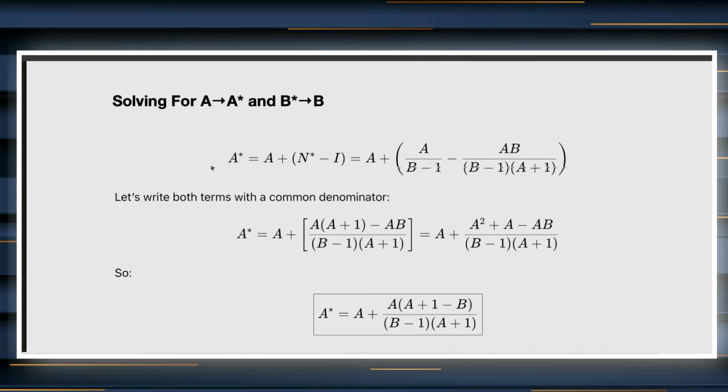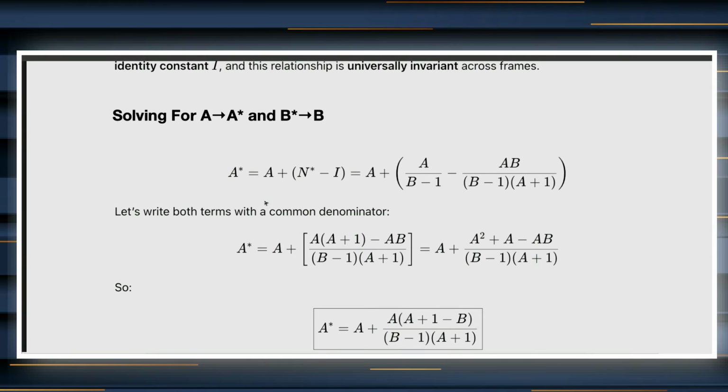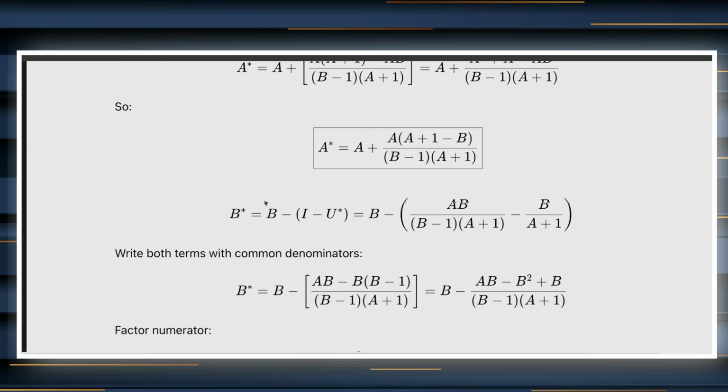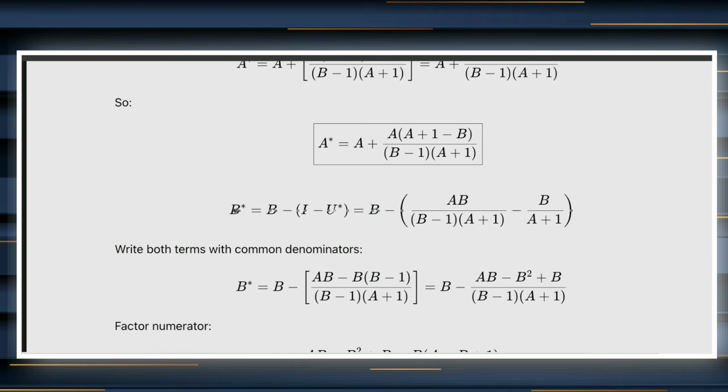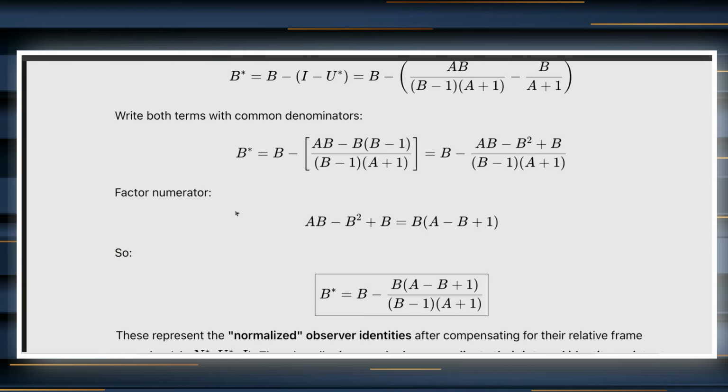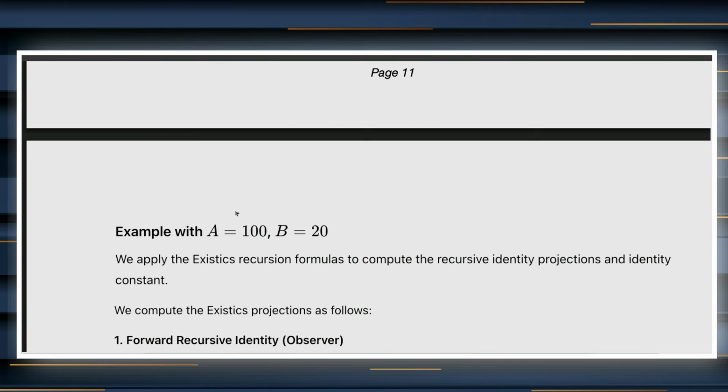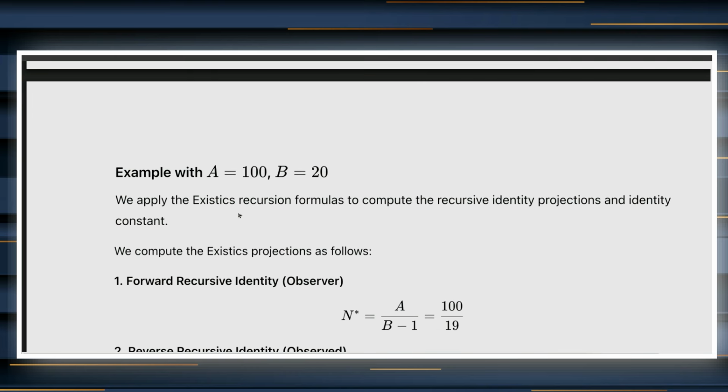All right, so solving for A star and B star, in this case, A would be grandma at 100 years old. A star would be where grandma is in relation to B. B star is where I was in relation to my grandma, and B is where I actually am at. So here's just some more algebra, playing with the equations to derive how we solve for A star and B star. And then what we end up with down here is our example, right?